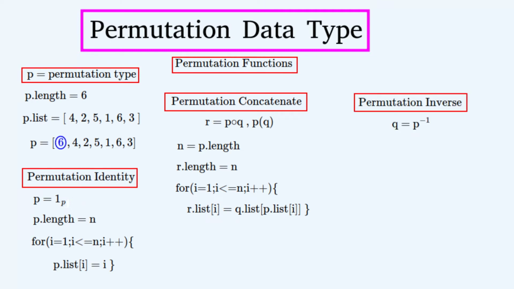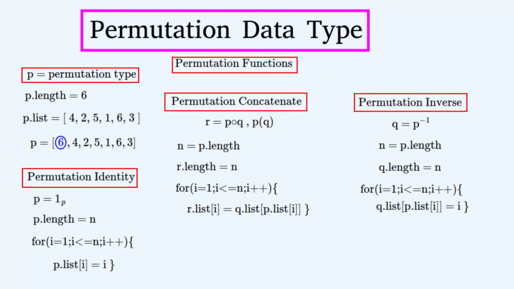This is the permutation inverse function. Every permutation has an inverse that, when applied to it, gives us the identity permutation. We'll get the length of the permutation from the first permutation. Then we'll get the inverse permutation by swapping the index with the contents of the list.